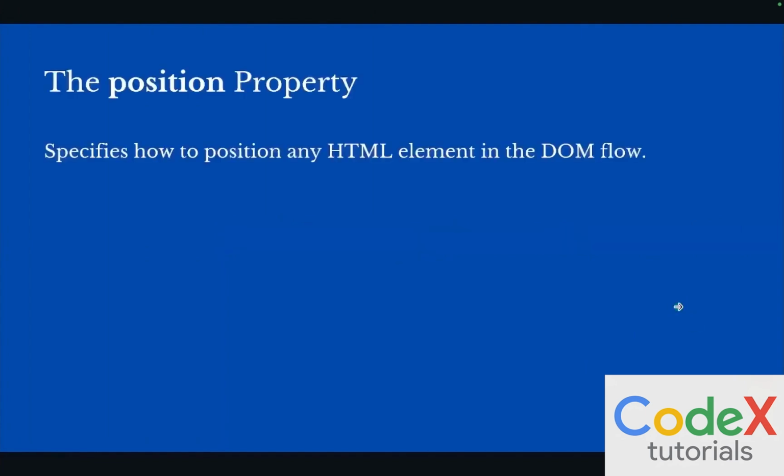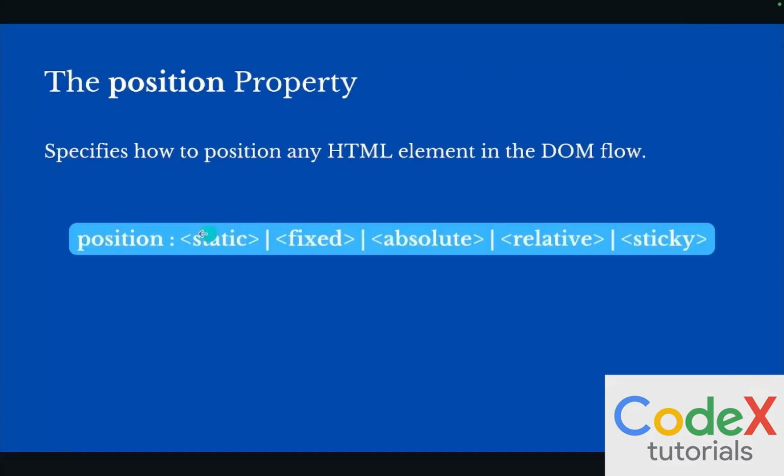Now, the position property, in essence, is used to specify any HTML element's position in the DOM flow. So let's say you have defined different HTML elements in a flow, and now using CSS, you want to change their position, at least visually, and place them in different places of the page. You use the position CSS property for it. And the syntax for the position property looks like this.